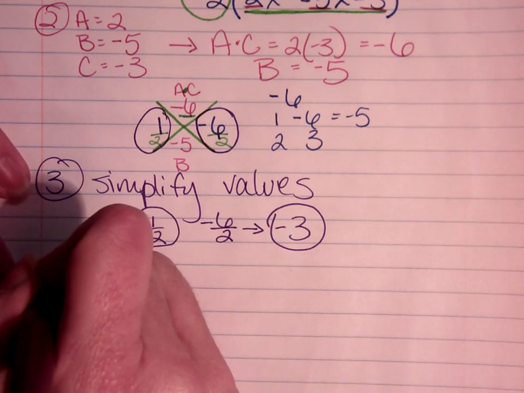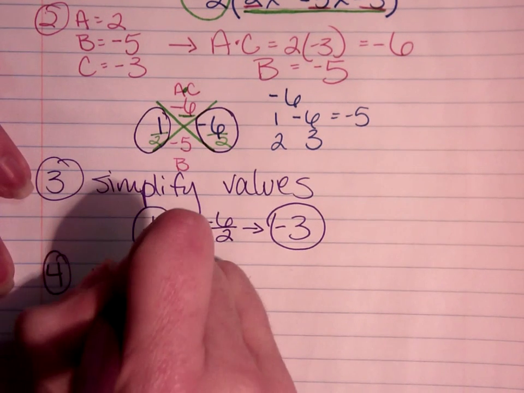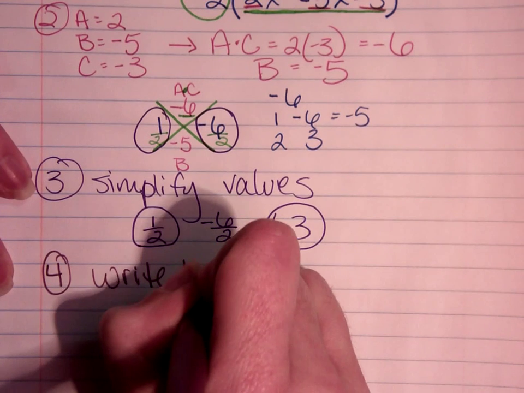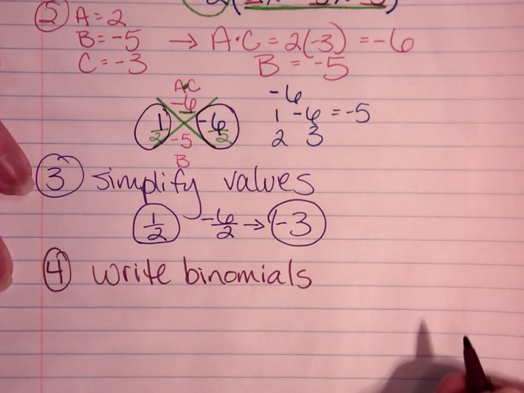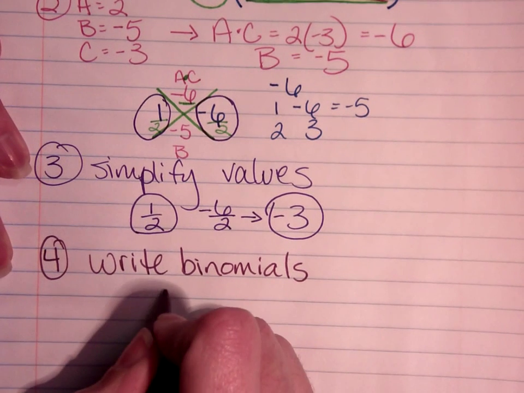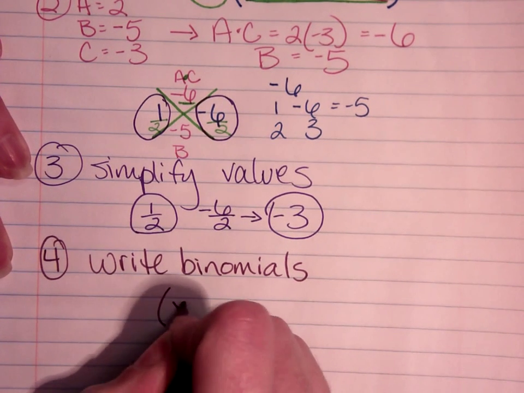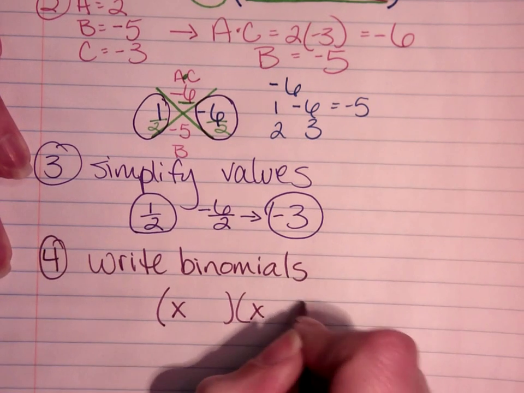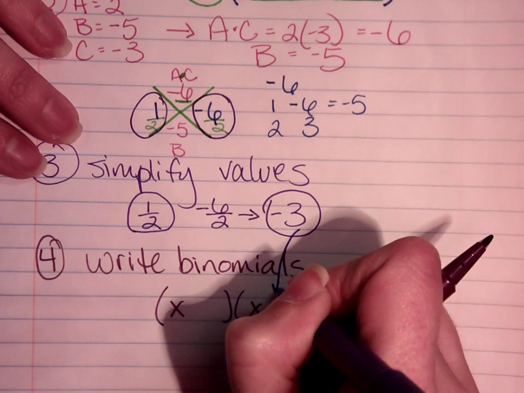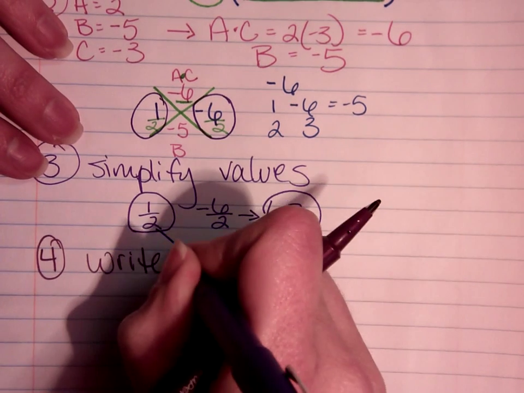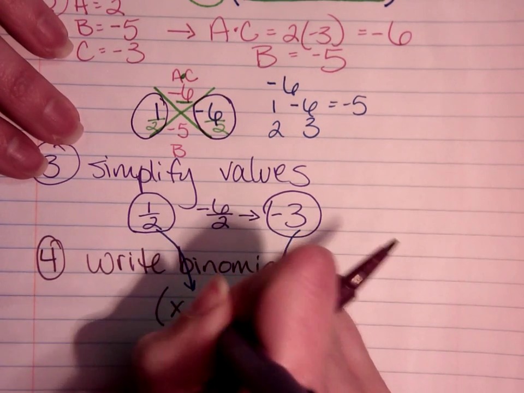Okay. So my binomials, when we write them, they're both going to start with x, and then these values are what we're going to plug in. Negative 3, plus 1/2.